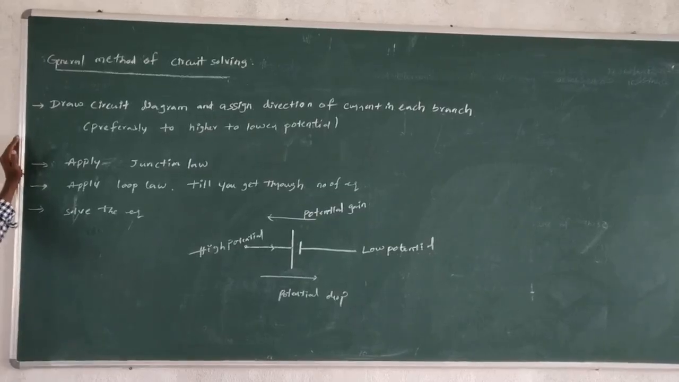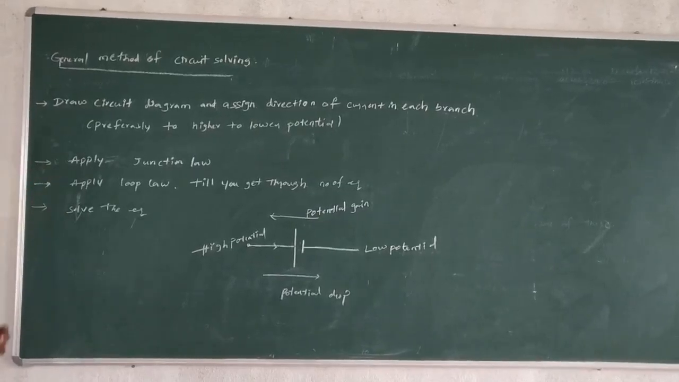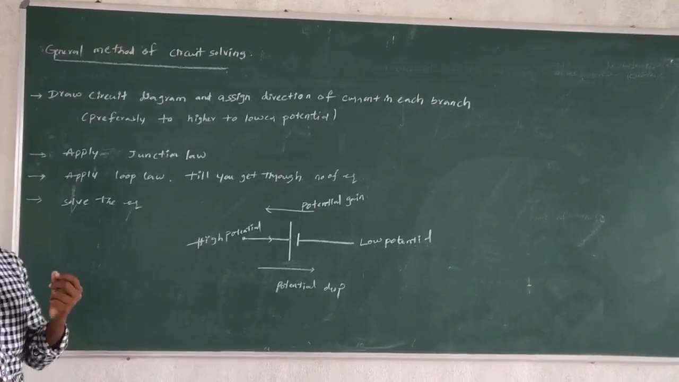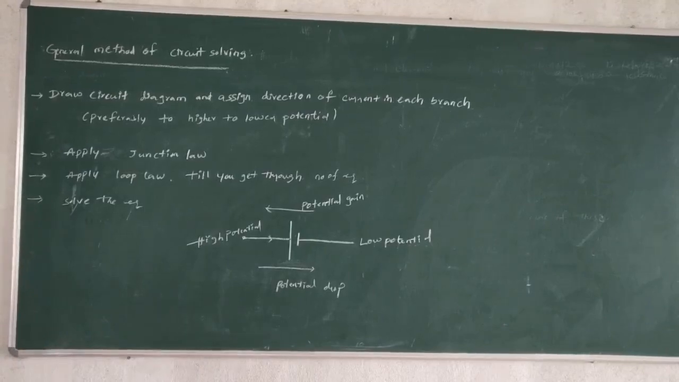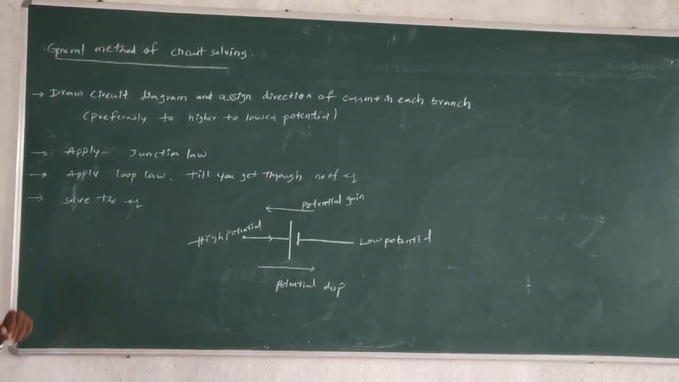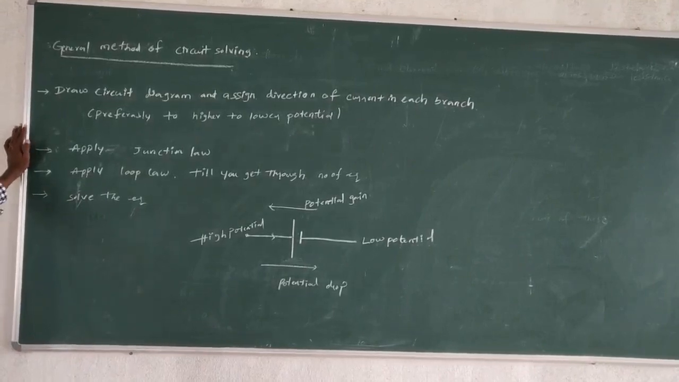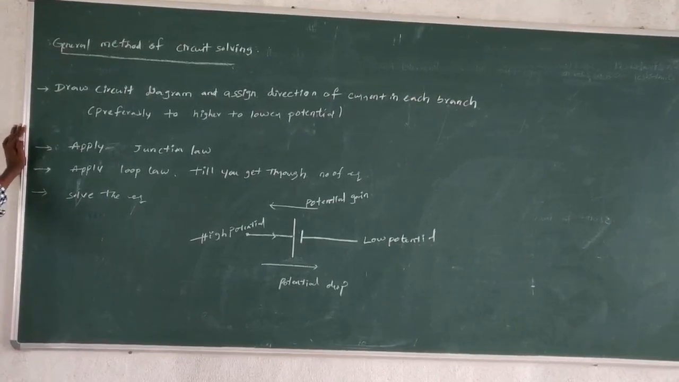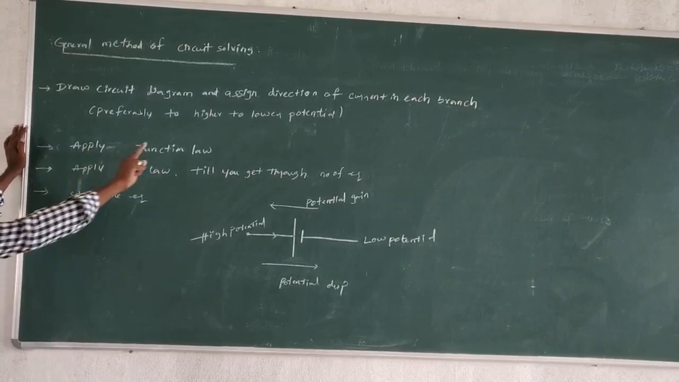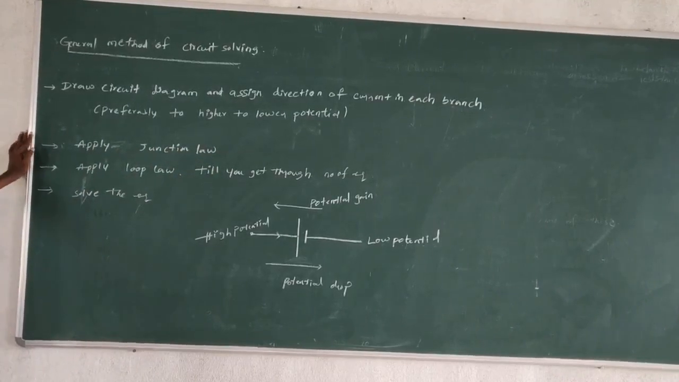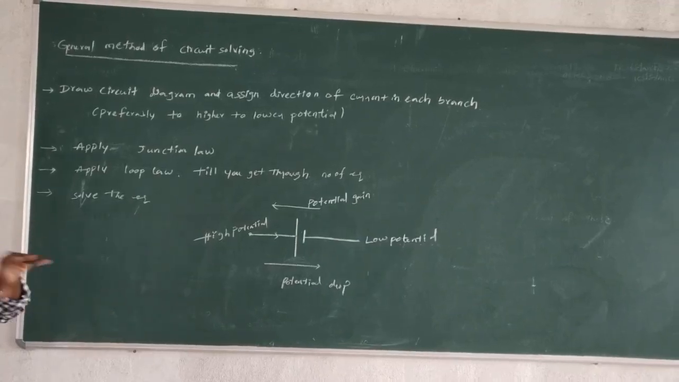General method of circuit solving. First, draw the circuit diagram and assign the direction of current in each branch, preferably from higher to lower potential. In the examination, some questions give circuit diagrams that do not represent any particular current direction, so we can assign the direction of current in each branch, preferably from higher to lower potential.